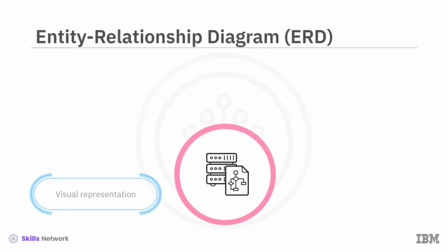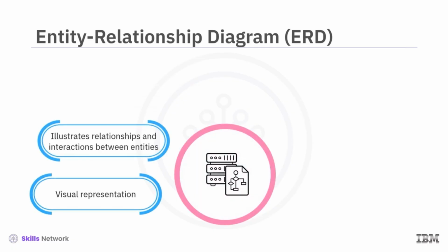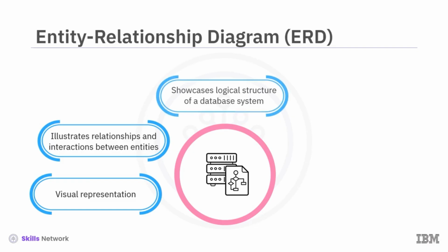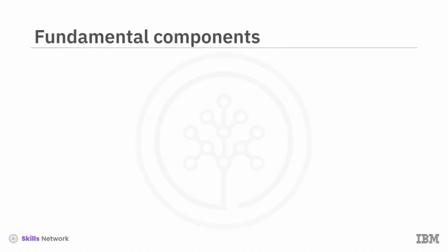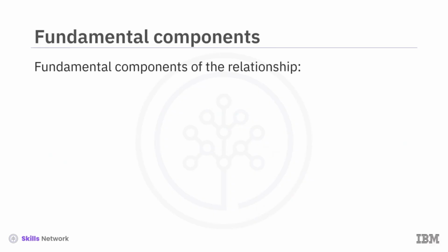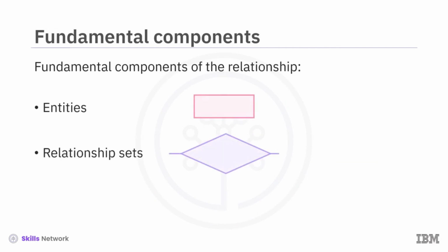An ERD is a visual representation that illustrates the relationships and interactions between entities in a database. It showcases the logical structure of a database system, displaying entities and the relationships between them as lines connecting these boxes. Let us now explore the fundamental components that form the structure of a relationship. These include entities, relationship sets, and crow's foot notations.